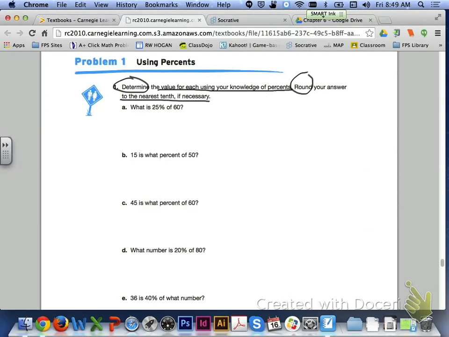I want you to remember that you need to set the problem up correctly like we did back in 6.4 when we were answering number 6, letters A through D. So make sure that you are understanding whether you need to find the part, the percent, or the whole of each problem as you work through these.